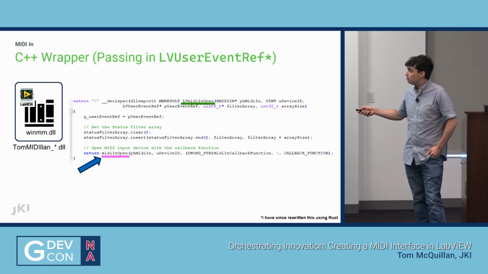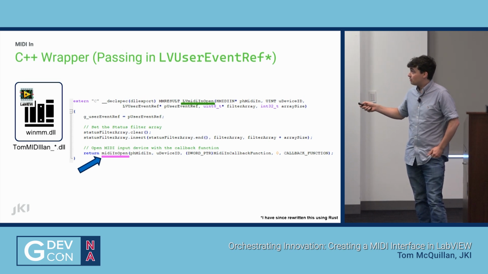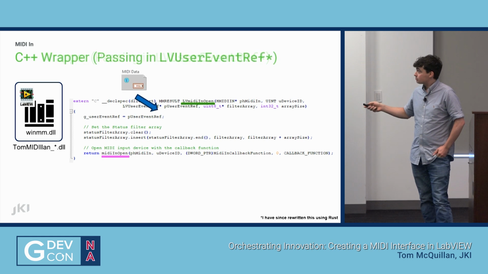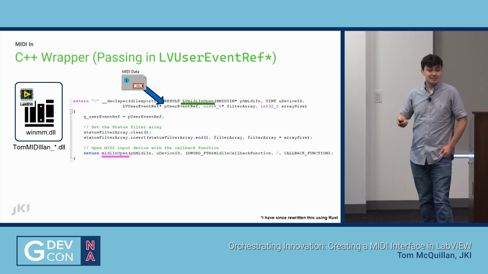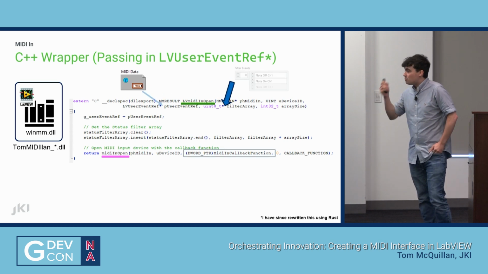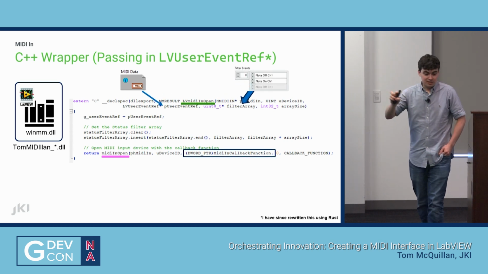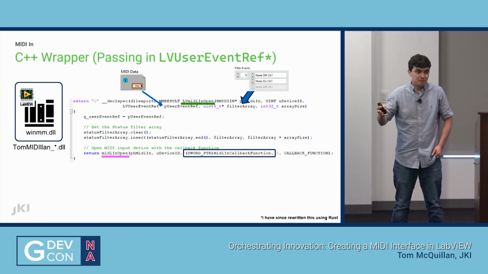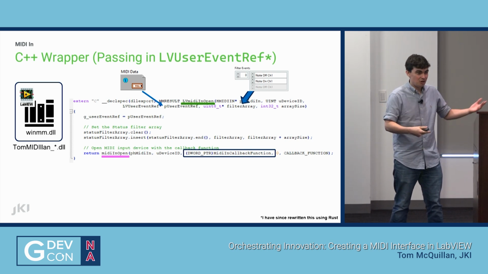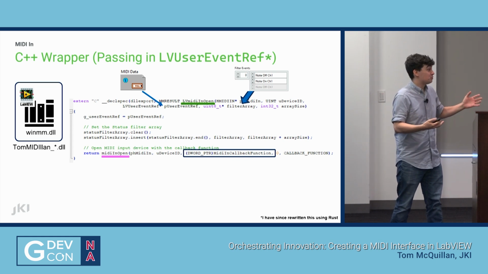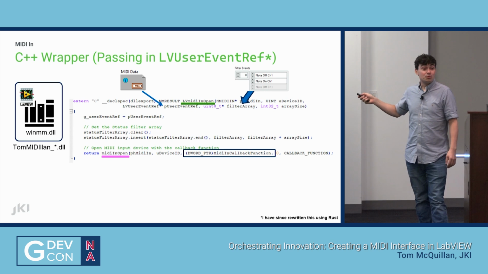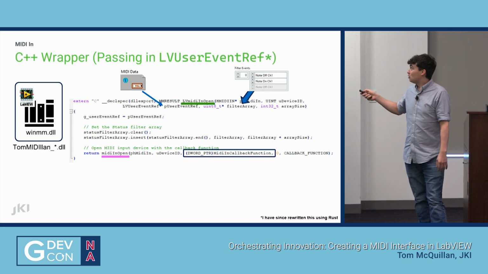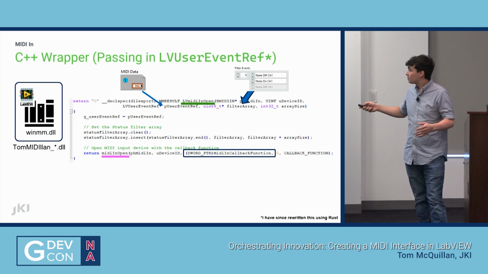I'm still going to call MIDI in open, that's the Windows function. LabVIEW MIDI in open, that's the LabVIEW function I've created. I'm going to pass in a user event reference using the LabVIEW user event ref data type. Actually, once I got this working, I realized it was sending events every 50 milliseconds or something as a heartbeat. So I very quickly implemented some filtering. So I passed in a filter, so I only want note on or note off events.